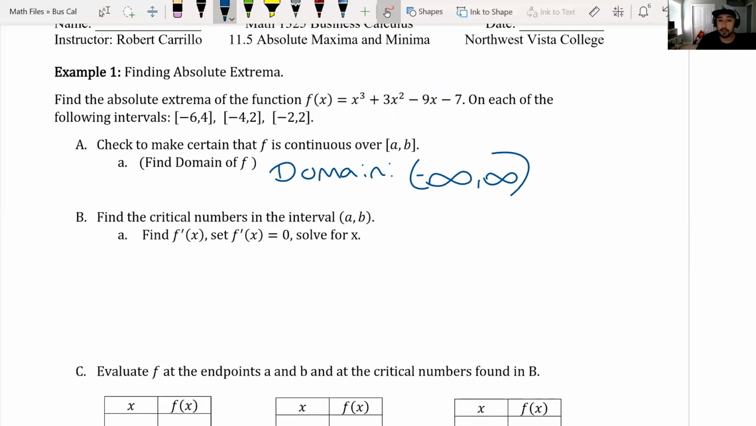Then find the critical numbers in the interval [a, b]. You know how to find critical numbers. Take the first derivative, set it equal to 0, solve for x. That's it. So that's what we're going to do for the above.